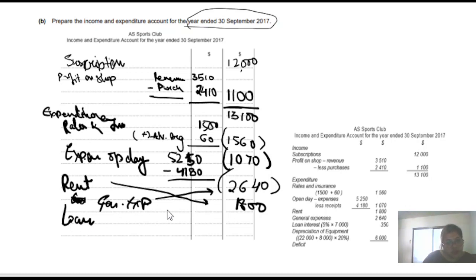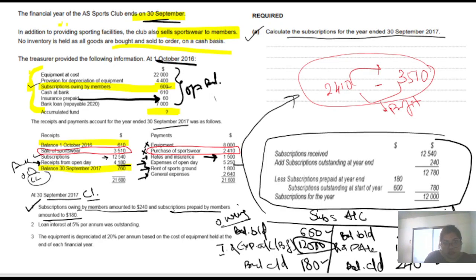Loan is 5%. So what is your loan? Loan is 10,000 in the question, so 7,000 in the question. So what you have to do? 7,000. Where is it 7,000? It is mentioned here, bank loan. So this 7,000, and in the adjustment, second point, they told you loan interest 5% was outstanding. Still outstanding, so you have to pay that.